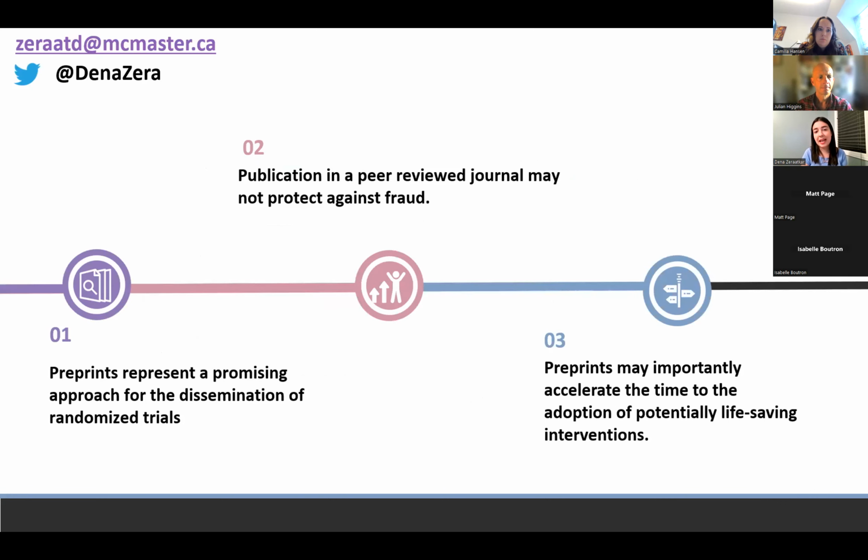So what can we take away? I think preprints represent a promising approach for the dissemination of randomized trials. And I don't mean that we should do away with peer review and journals. I think that preprints can play a promising role in the dissemination of information, especially in the context of health emergencies. But I think sometimes in our pursuit of trustworthy evidence, we fail to acknowledge some of the problems with journal publications, one of the largest being the potential for perpetuating publication bias or repressing minority opinions that may not be aligned with the dominant opinion in a particular field.